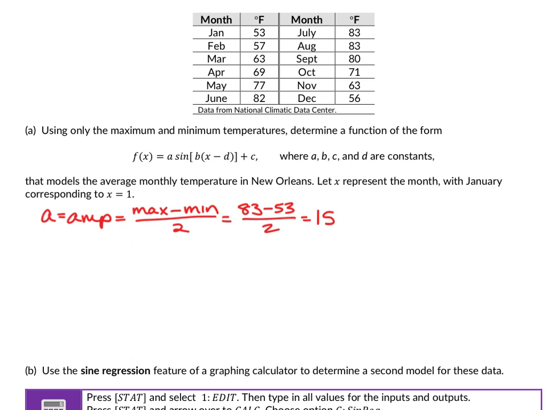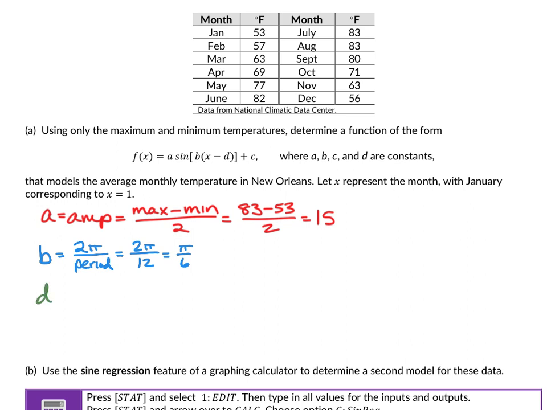The b value for this is going to be related to your period. Remember, it is 2 pi divided by the period, which we don't actually see here until you think about this problem. This is modeling temperature, and temperature kind of repeats itself every year. It's hotter in the summer, cooler in the winter, hotter in the summer, cooler in the winter. So the period of this function is going to be 12 months, which means that b ends up being pi over 6.